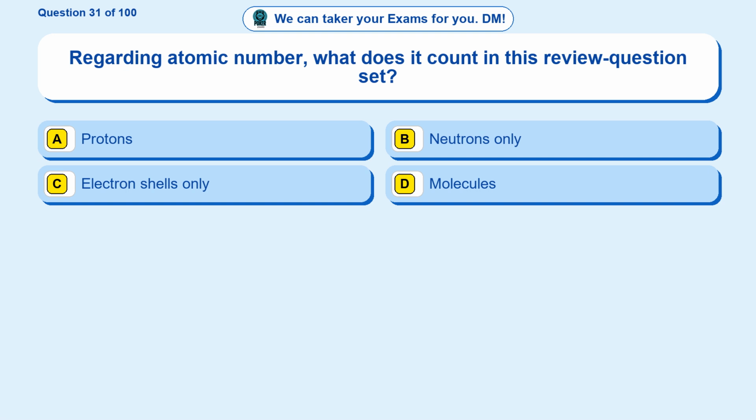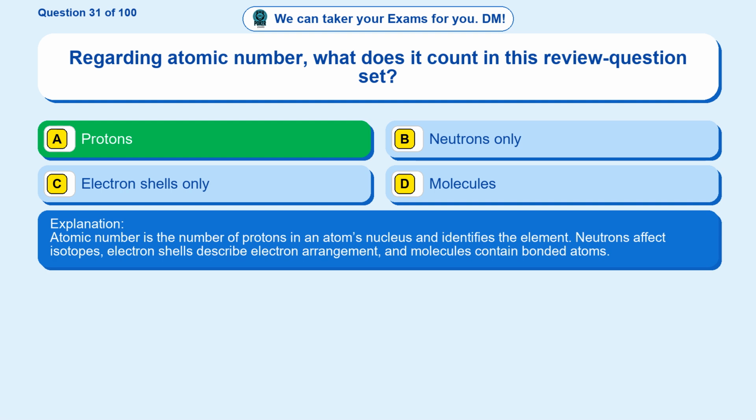Question 31. Regarding atomic number, what does it count in this review question set? Option A, protons. Option B, neutrons only. Option C, electron shells only. Option D, molecules. The correct answer is option A. Protons. Atomic number is the number of protons in an atom's nucleus and identifies the element. Neutrons affect isotopes, electron shells describe electron arrangement, and molecules contain bonded atoms.